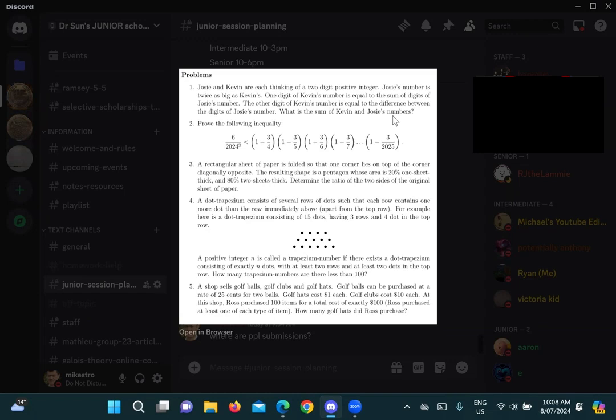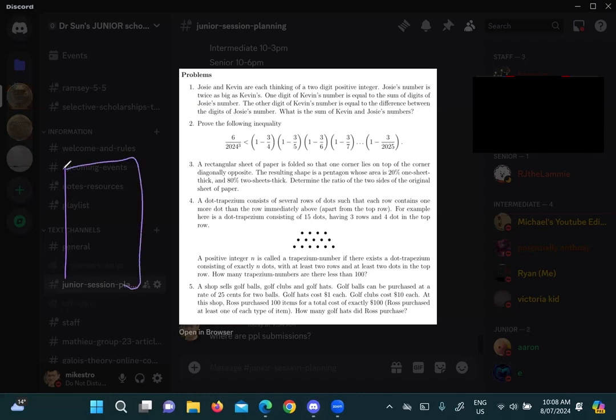So a rectangular sheet of paper is folded so that one corner lies on top of the corner diagonally opposite. What does that mean though? Can someone explain to me what that means? They have a rectangular sheet of paper, yeah? So one corner lies on top of the corner diagonally opposite.